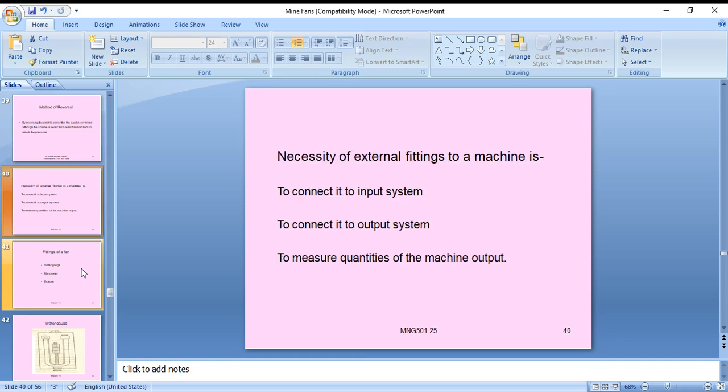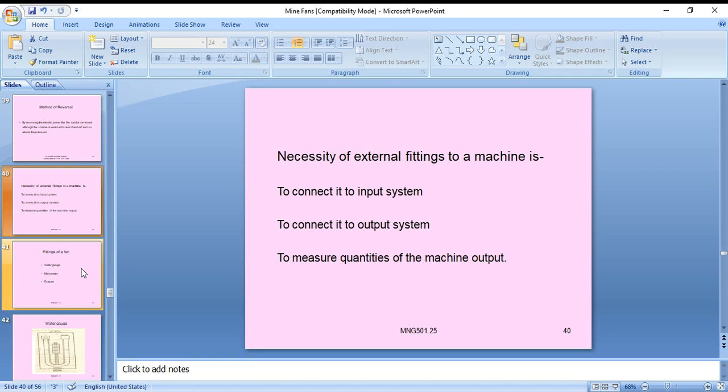So these are another necessity. Some fittings are required. There is a necessity for external fittings, connecting to the input system and to the output system. These are two very important ones. Also to measure the quantity of the output. Regularly you have to measure how much quantity is coming. So some fittings are required for analyzing.